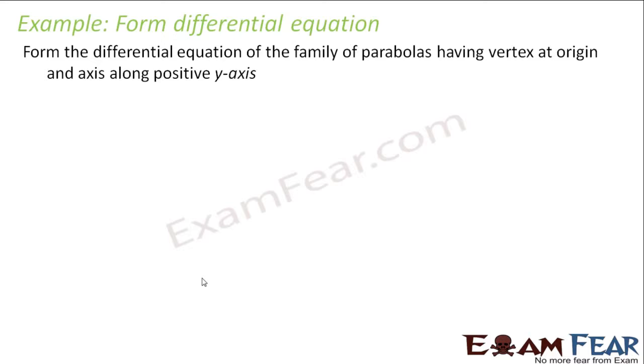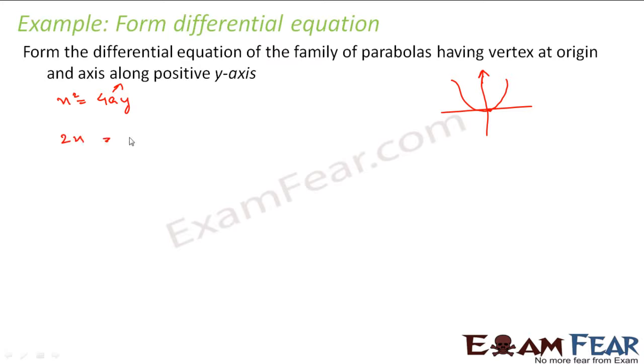So we are looking for a parabola of this form. Why? Because it says vertex at origin and axis along positive y-axis. This kind of equation is nothing but x square is equal to 4ay. There is only one constant here, so we will differentiate only once. So you get 2x is equal to 4a dy by dx.